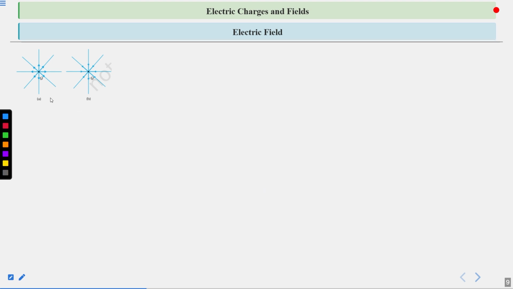So there are two images, A and B. A shows the electric field due to a charge q, that is a positive charge, and figure B shows the field due to a charge minus q. Look here: for the positive charge the field is radially outward, and for the negative charge it is radially inward. This point is important, so remember this.